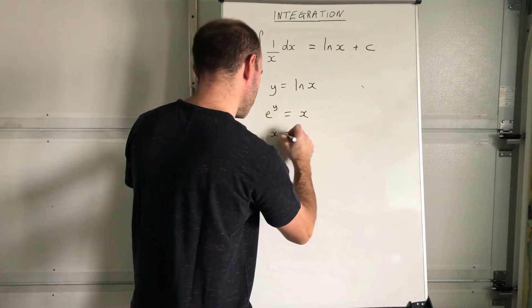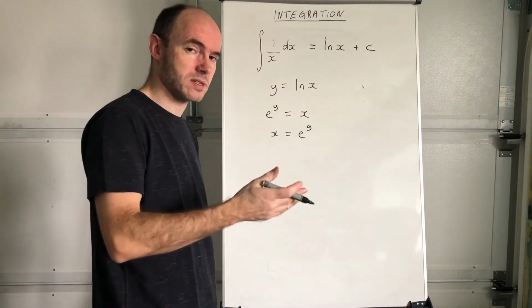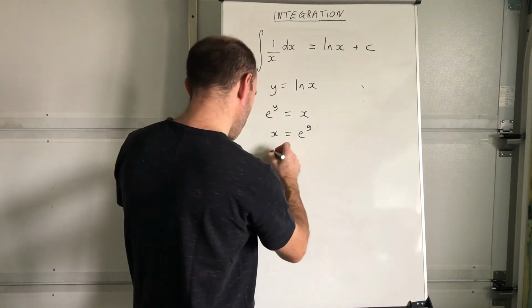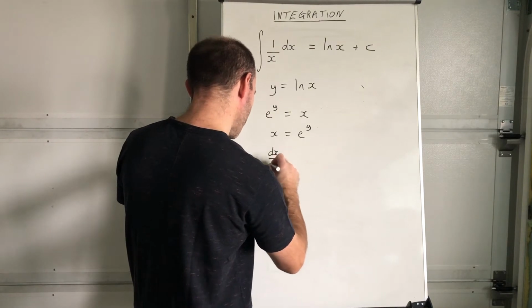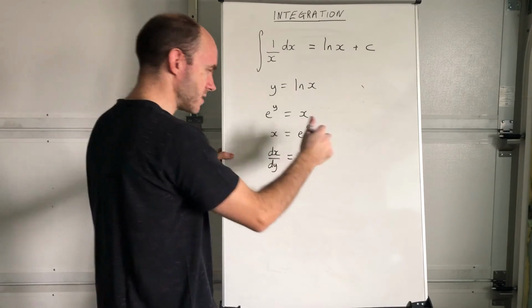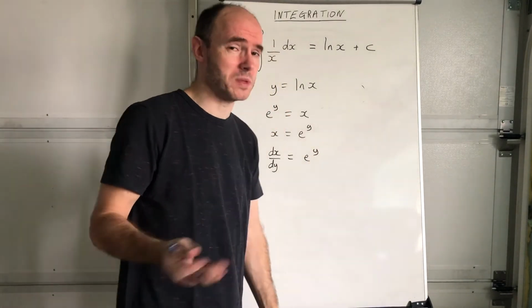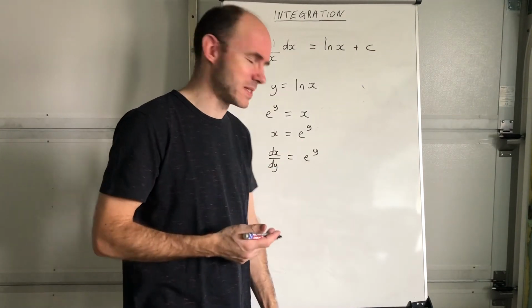Maybe I'll just rewrite it as x equals e to the y, because it will please some of you. And I'm going to differentiate this time with respect to y. So I'm going to find out what dx/dy is. Differentiating on the left, dx/dy, on the right, you've got e to the power of y. That's the result you could do with knowing, actually, for this particular proof.